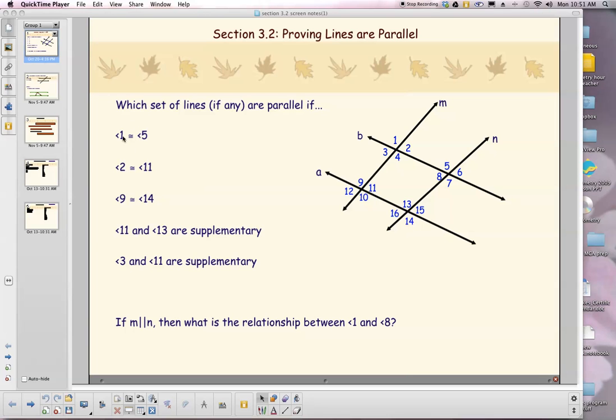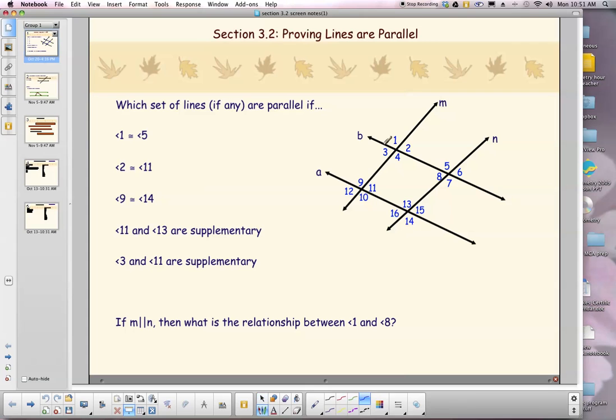So an example would be angle 1 is congruent to angle 5. So angle 1 is here, angle 5 is here. If those two angles are congruent, the first thing that you want to do is look at what the relationship is between them. And we would say that angle 1 and 5 are corresponding angles. So if I took this set of 4 and dropped it down on this set of 4, 1 would land on top of 5. That makes them corresponding angles.